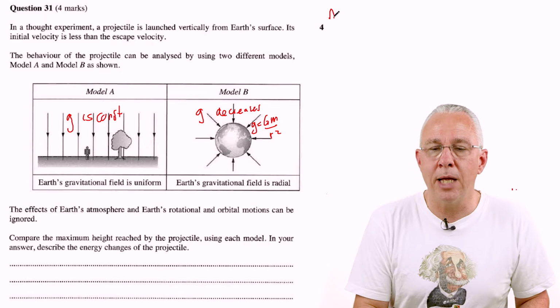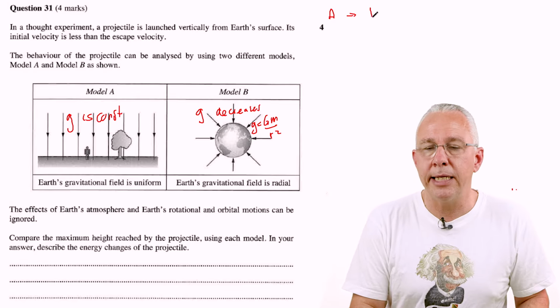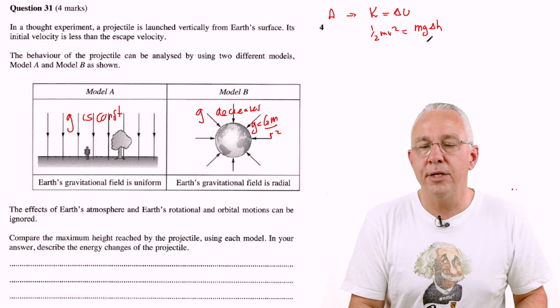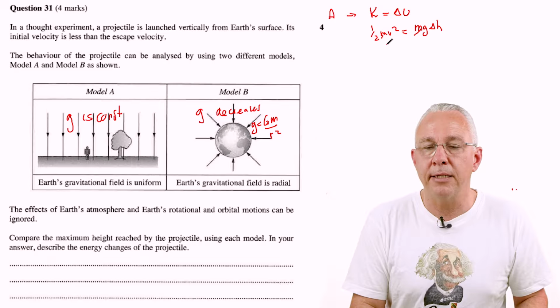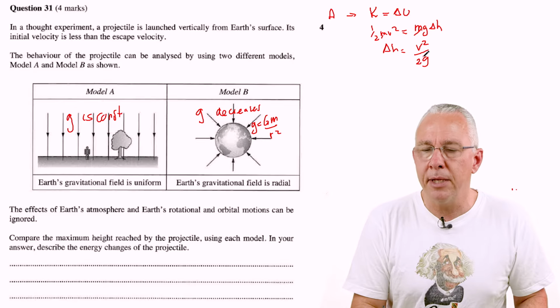Now, in terms of model A, the way we work this out, due to conservation of energy, we say that the kinetic energy is equal to the gain in gravitational energy. And so what we get is a half mv squared equals the gravitational change, which is mg delta h. And so you can see, if we cancel out m, our change of height is simply v squared over 2g. But remember, this is assuming that g is constant.